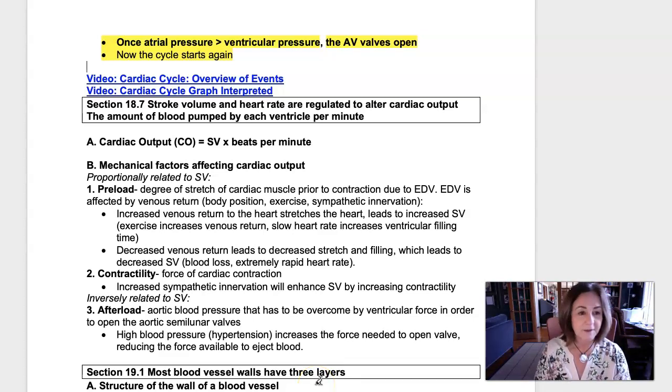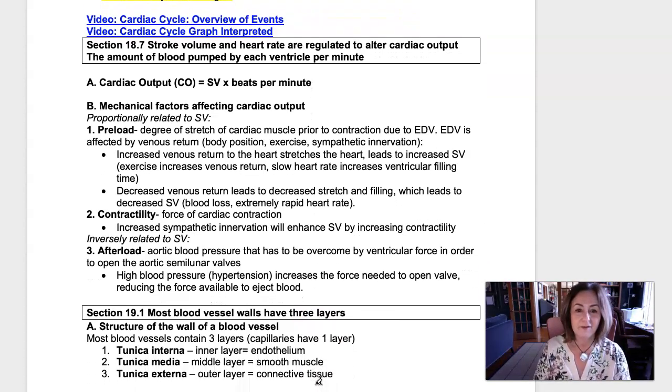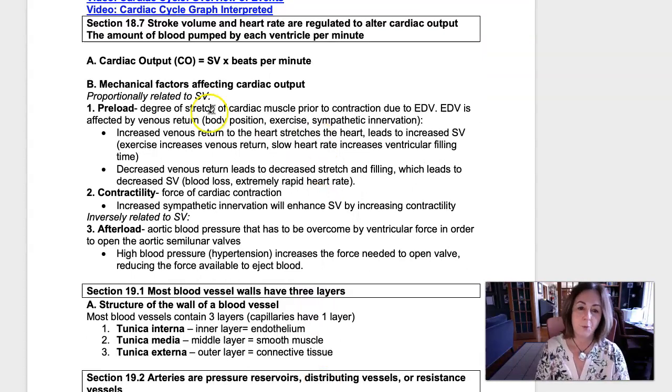So our last topic is what's known as cardiac output. Cardiac output is actually just the amount of blood that's pumped out by each ventricle per minute. So the cardiac output puts it into a rate, because the stroke volume might be one bit of information.